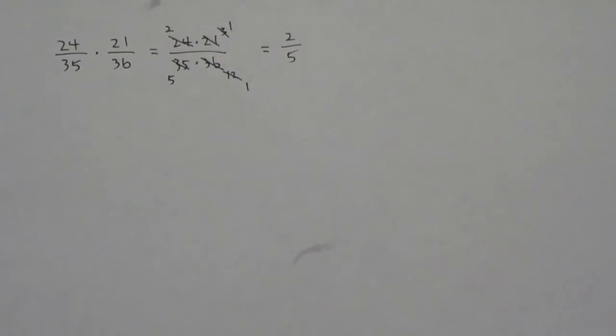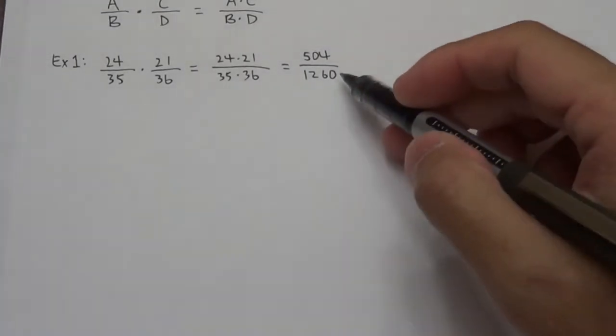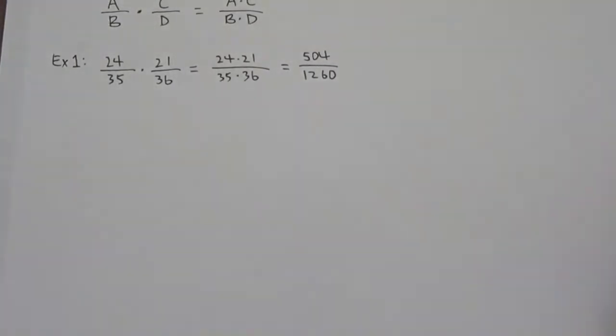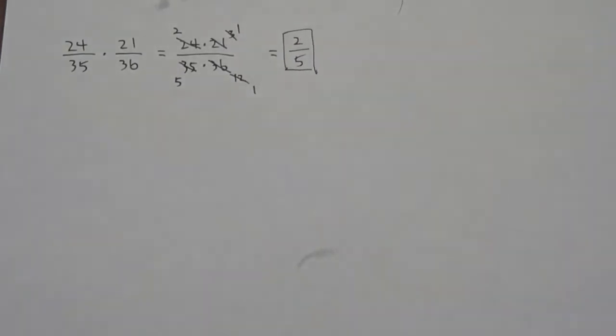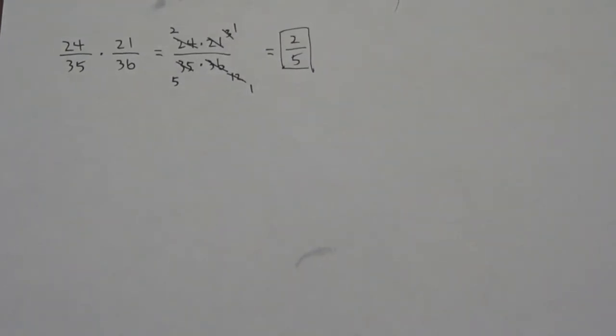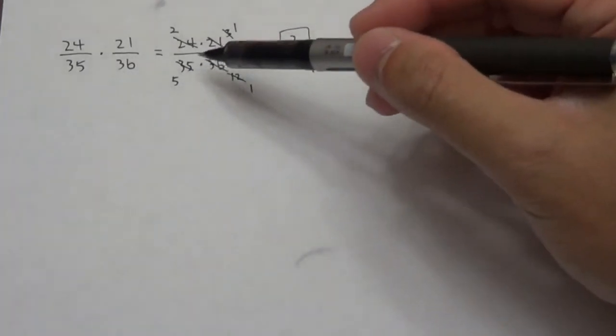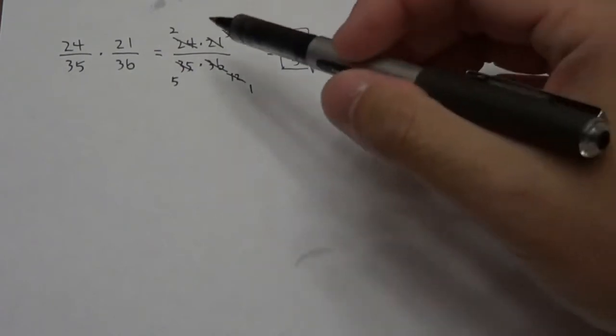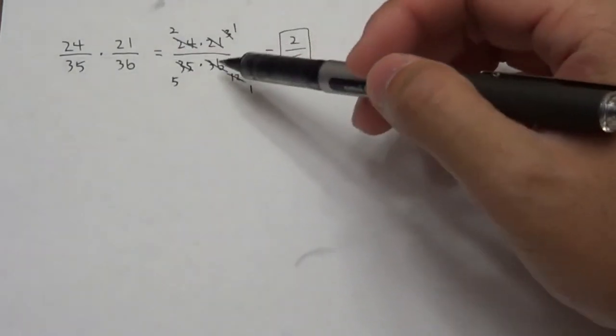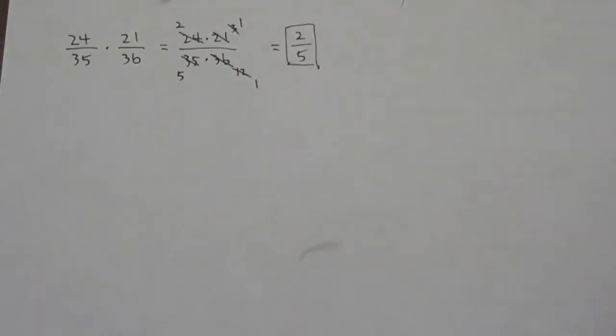All right, and then I'm left with 2 times 1 over 5 times 1, and that is simply 2 over 5. Right, as you can see, that is going to be a lot easier than 504 over 1260. Okay, in this case, it's actually already in reduced form. Okay, but like I said, this will require the student to do quite a bit of mental math, right? So if they were not able to follow along completely, I suggest they use method 2.